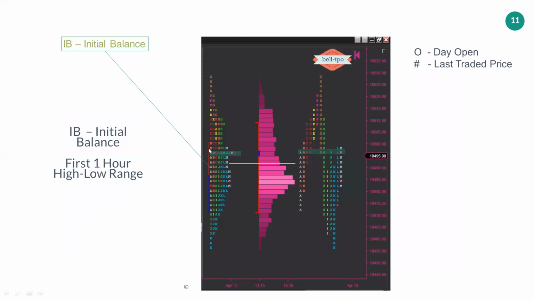So the initial balance, you can see a small stripe there. Any day you will be able to see a stripe, which is nothing but the first 1 hour high and low, as good as the open range breakout. So many people do the open range breakout. It is not advisable, right?